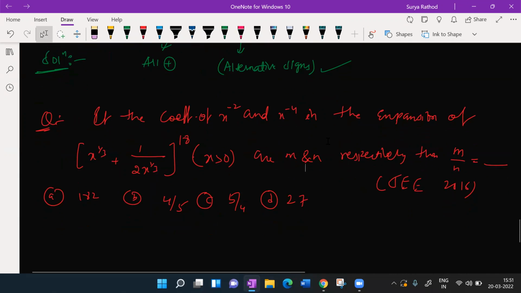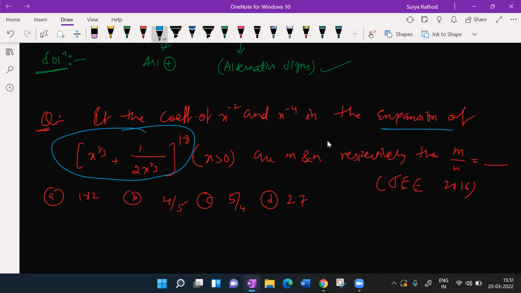Look at this: the coefficients of x to the power of minus 2 and x to the power of minus 4 in the expansion of this one are m and n respectively. Then m by n is what?